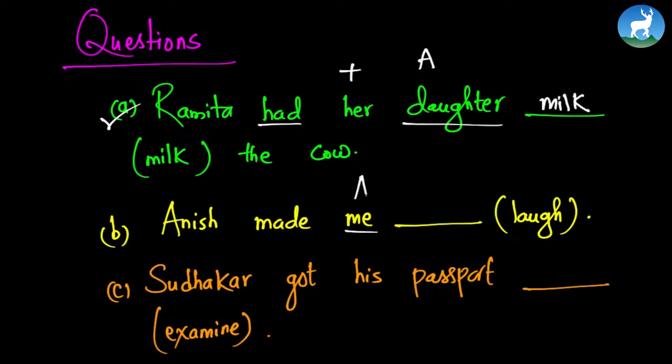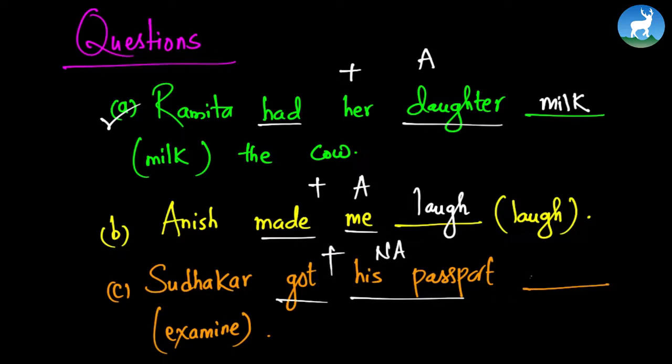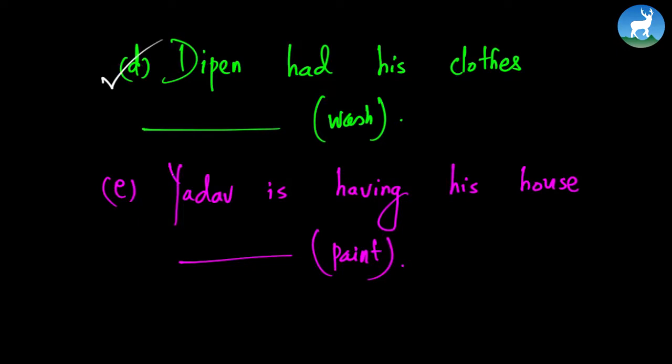Anish made me. Me is the agent or someone. So made plus agent, laugh. Anish made me laugh. Sudhakar got his passport. So no agent. Got plus no agent, V3, past participle. Examined. Sudhakar got his passport examined. Number B and number C are also done. Now let's go to number D and number E. Number D. Deepan had his clothes. No agent. There's no living person here, so no agent. We use V3. Washed. Deepan has his clothes washed.